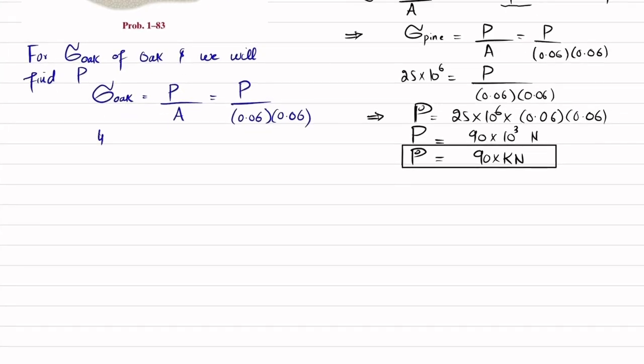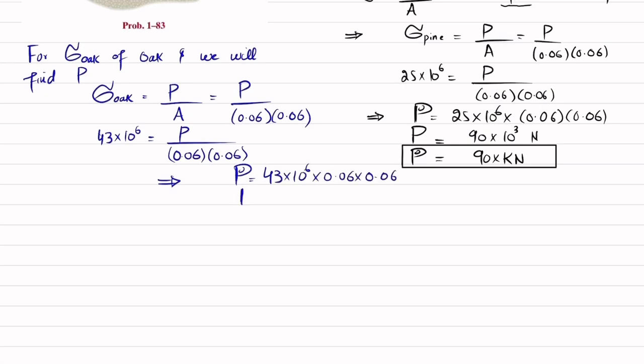So I will write 43 into 10 to the power 6 will be equal to P divided by 0.06 multiplied by 0.06. So from here, this P will be equal to 43 into 10 to the power 6 multiplied by 0.06 multiplied by 0.06. And when you calculate it, it will be equal to 154.8 into 10 to the power 3 Newton, or in kilonewton, this P will be equal to 154.8 kilonewton. And you can round it off, so P will be equal to 155 kilonewton.